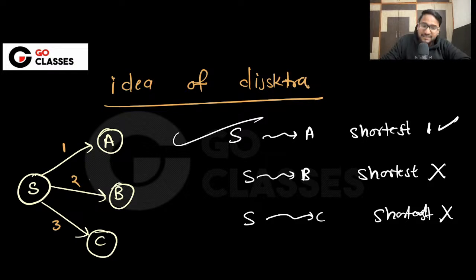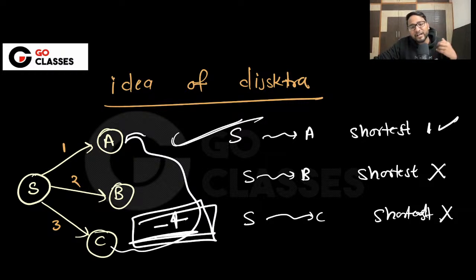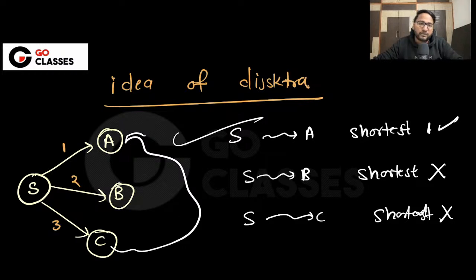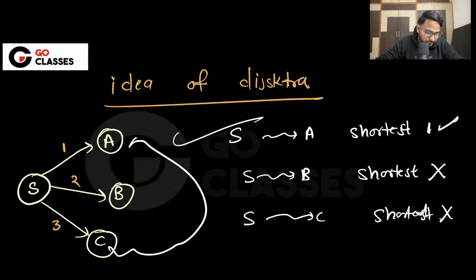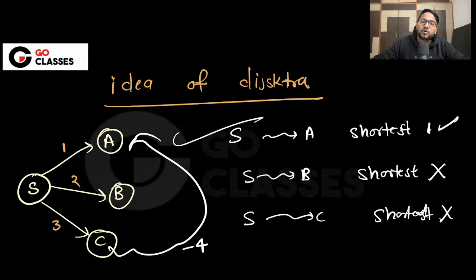The catch here is that we can guarantee this given that in future I don't tell you that from here to here it was -4. Given that there is no negative edge, I can guarantee it. The idea of Dijkstra comes from the assumption that there is no negative edge. In future there is no -4, no -5, no -100, no negative edge.